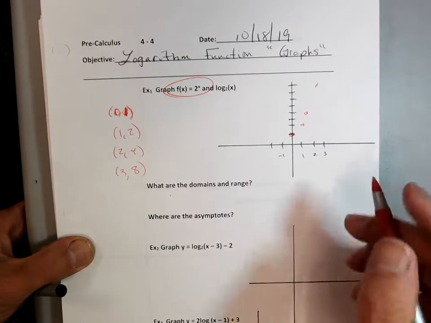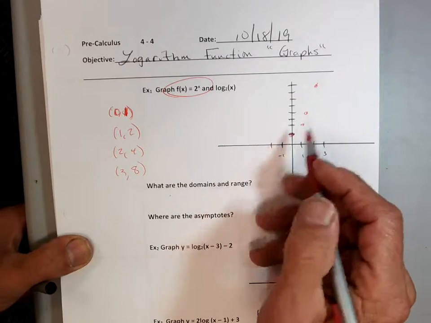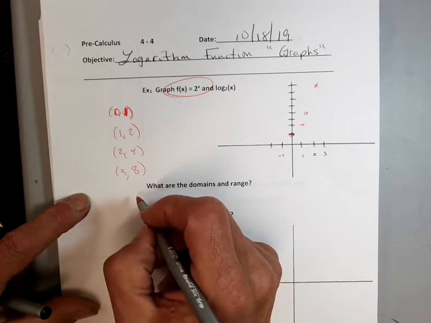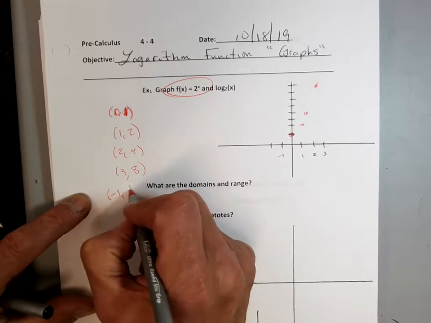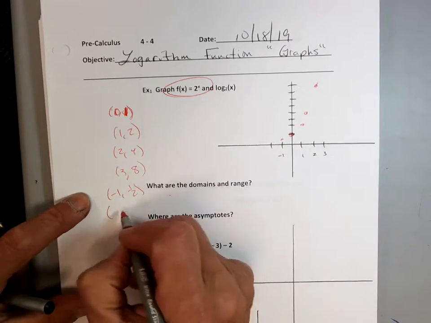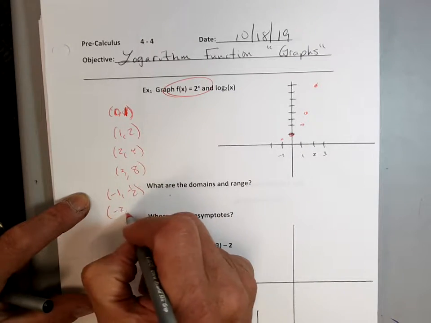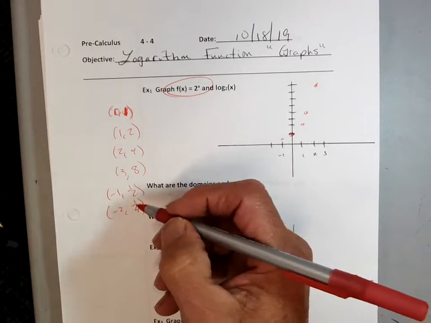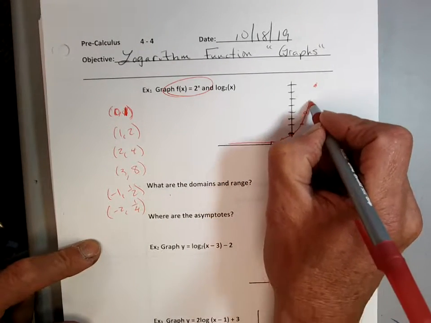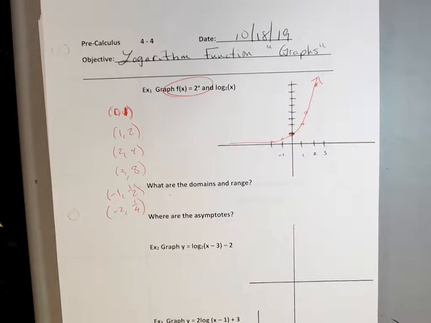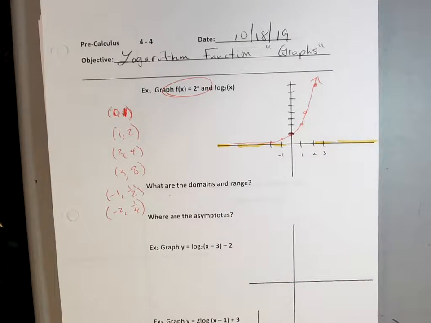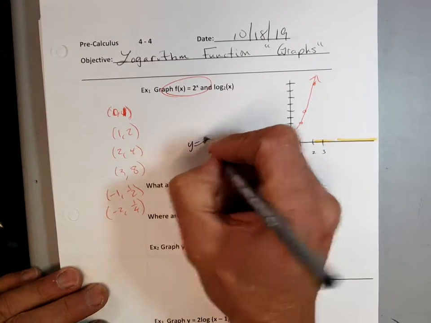How am I doing? Not too bad so far. 2 to the -1 is 1/2. And we'll do one more. 2 to the -2 is 1/4, right? So my exponential should look like this. We know that one. So I put in my asymptote right here. I have a horizontal asymptote at y equals 0.